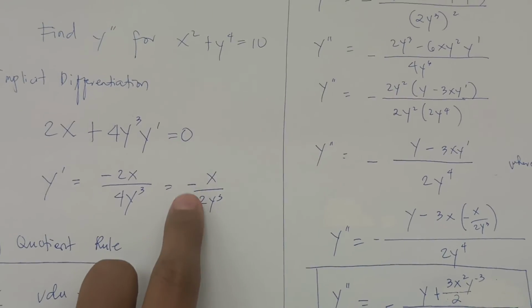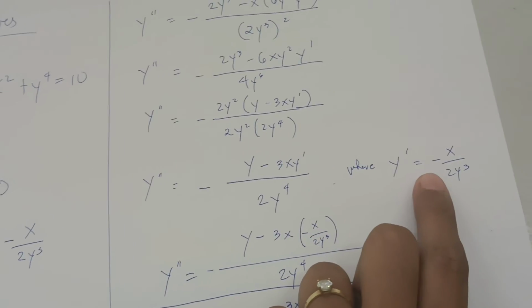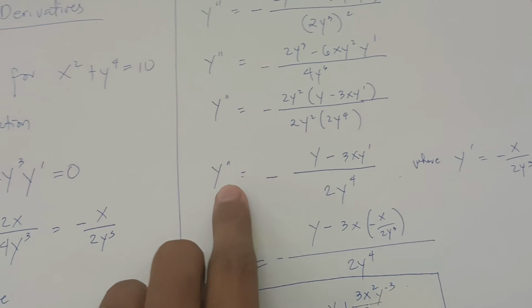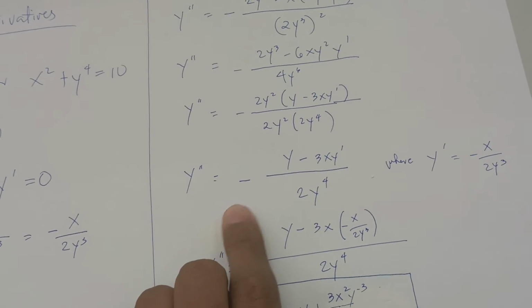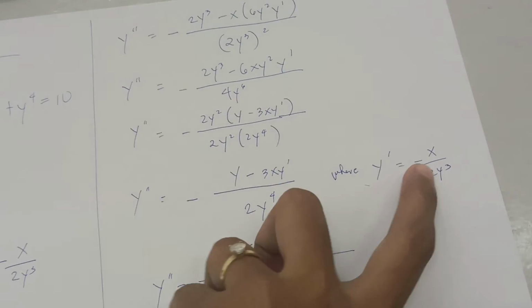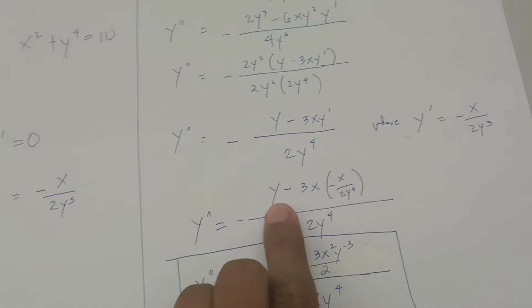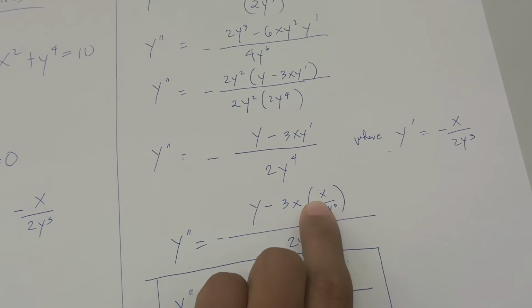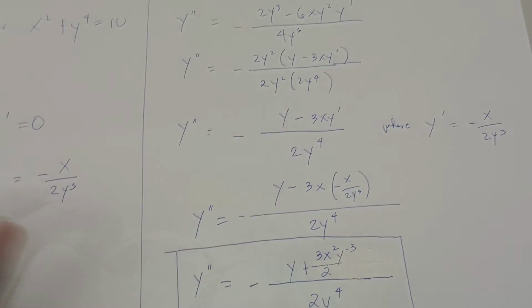From our y prime, we have here the result of our y prime, that is negative x over 2y cubed. So we will substitute that into our y double prime. Y double prime is equal to negative y minus 3xy prime, where y prime is negative x over 2y cubed. So that will be y minus 3x times negative x over 2y cubed, all over 2y raised to 4.